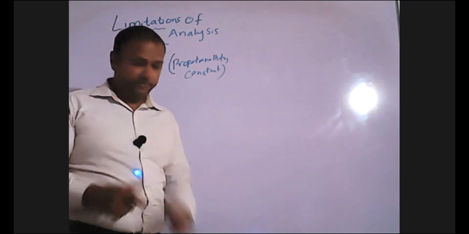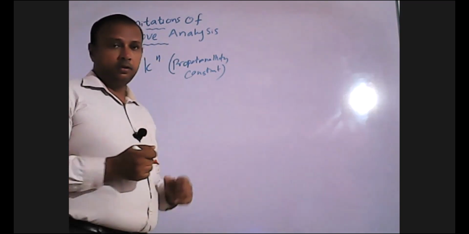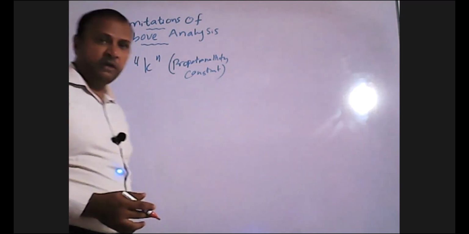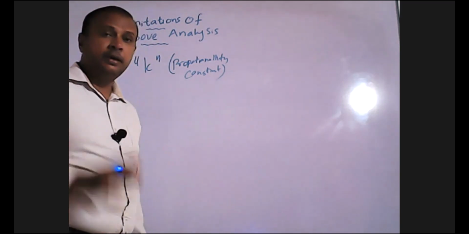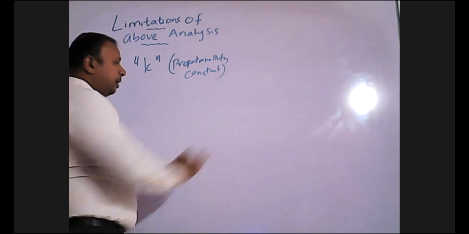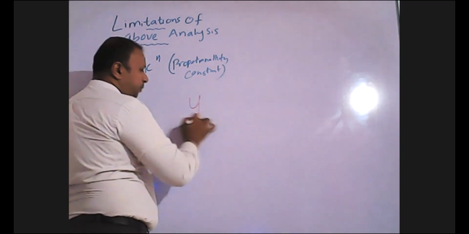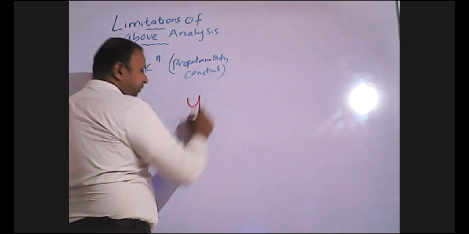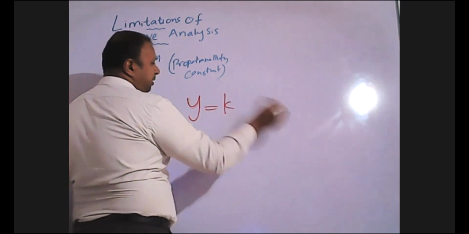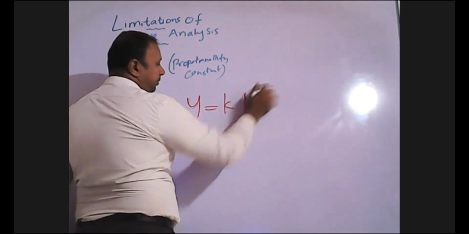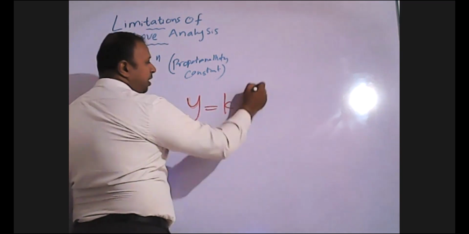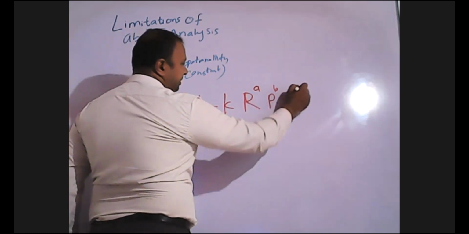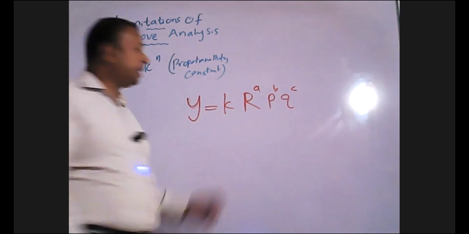Okay, suppose this one. Look at the board. In this, when we assume the equation, suppose we have assumed this kind of equation: y is equal to k into r to the power a, p to the power b, q to the power c. Something like this. We have assumed this kind of equation.